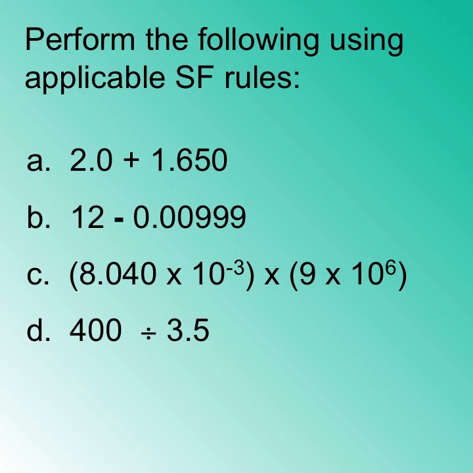Alrighty, and then 400 divided by 3.5. I'm sorry, in C, it wasn't rounding to the ones place, it was rounding to one significant figure, so I should have had 7 times 10 to the 4th, as I said, but it was because of significant figures. See, we all make some mistakes here and again. Alright, 400 divided by 3.5. 400 only has one significant figure, so I round my value that I get to 100.